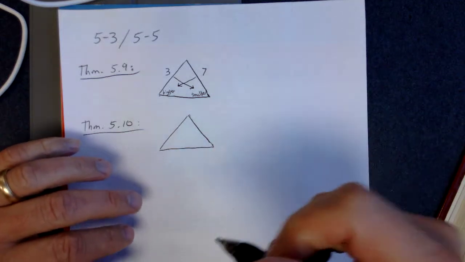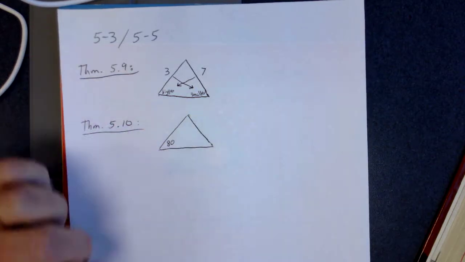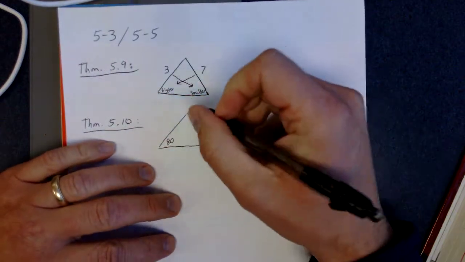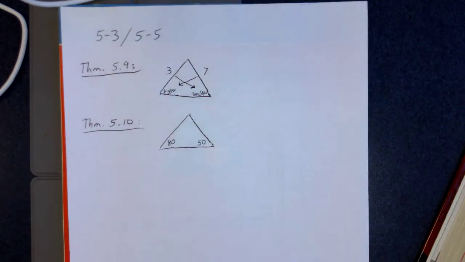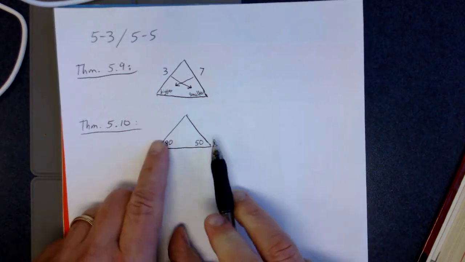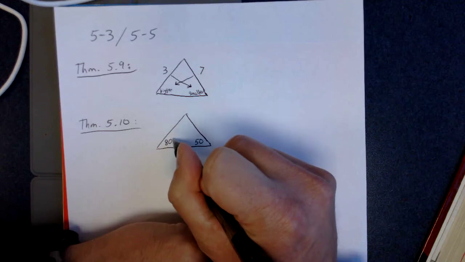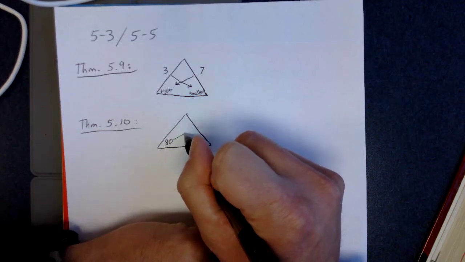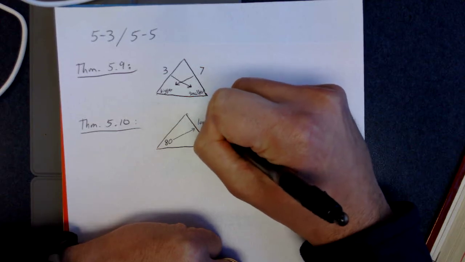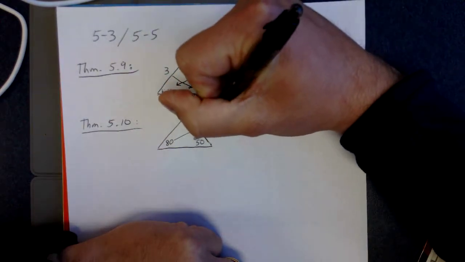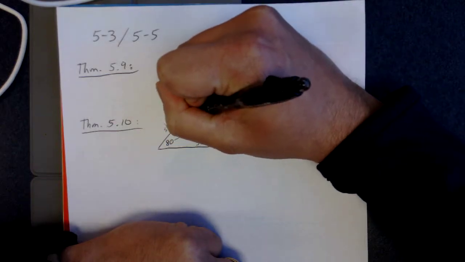So again, let's put a couple angles in here. Let's say this angle is 80 degrees, and we'll say this angle over here is 50 degrees. So you've got a bigger angle and a smaller angle. You can do the same exact thing we did. If we follow across from that bigger angle, the 80-degree angle, that side across from it is going to be longer than the side across from the smaller angle. This side's going to be shorter.